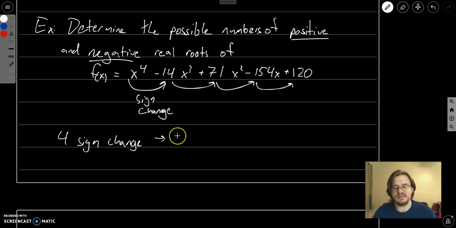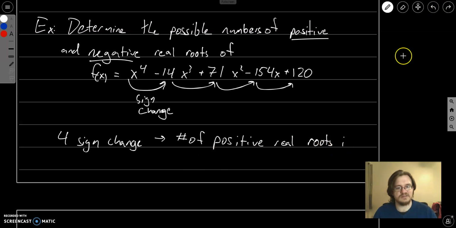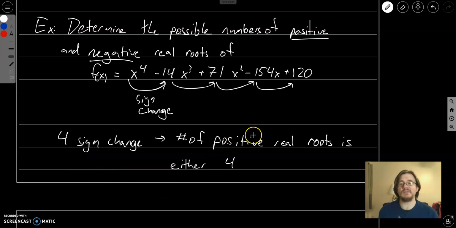So this means that the number of positive real roots is either 4, because it could just be equal to the number of sign changes, or we could be off by an even number. So it could be 4, or 2, or even 0, because this would be 4 minus 4. So we'll just count backwards, skipping numbers. So it's either going to be 4, or 2, or 0.